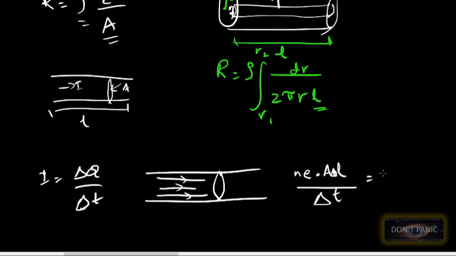Okay, so then this you can also rewrite as N E A times the drift velocity of the electrons. Okay, so remember, this is the number of electrons per unit volume. This is the charge of an electron. This is the cross-sectional area. This is the drift velocity.